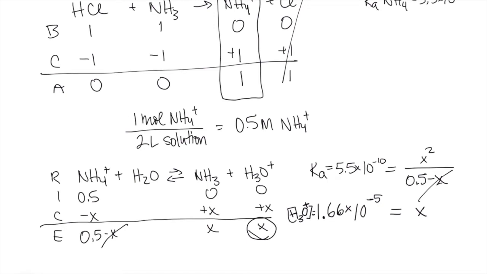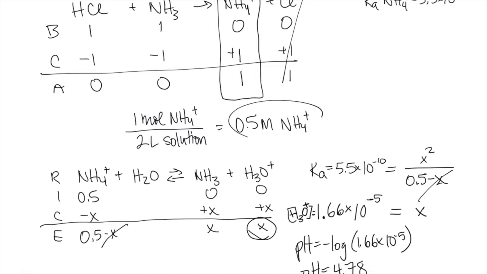That's going to be 1.66 times 10 to the minus 5. So to find my pH, I'm going to take the negative log of 1.66 times 10 to the minus 5. And that gives me 4.78 as my pH. That makes sense. I expect this to be acidic because I have a weak acid in my solution, NH4+.